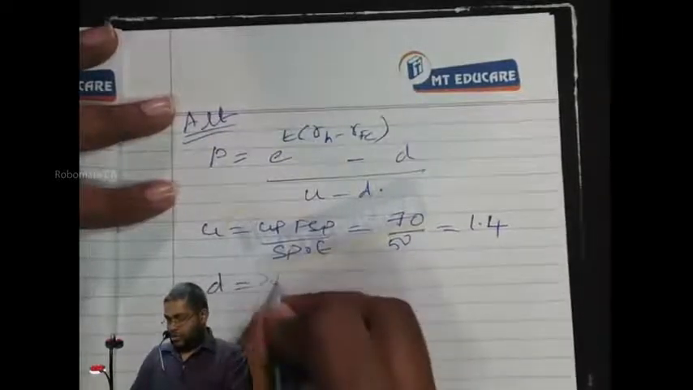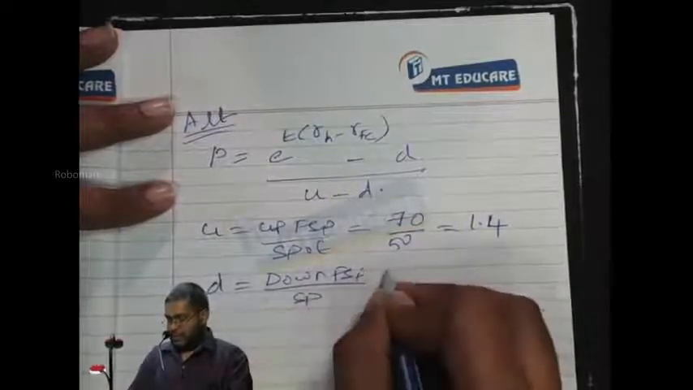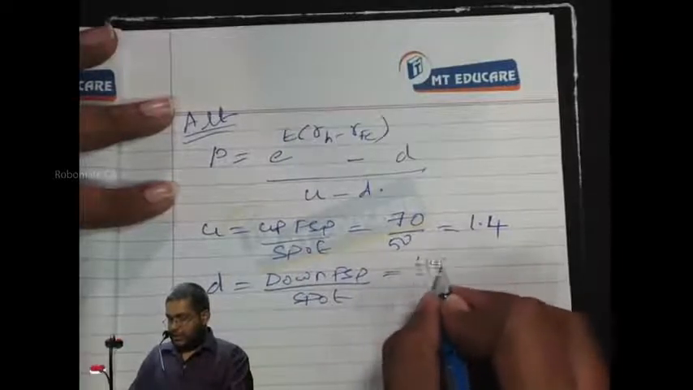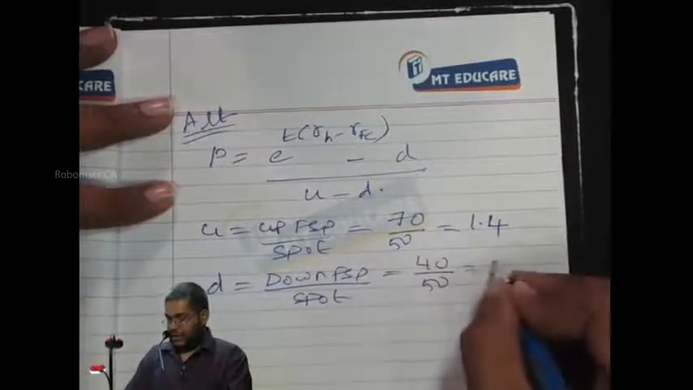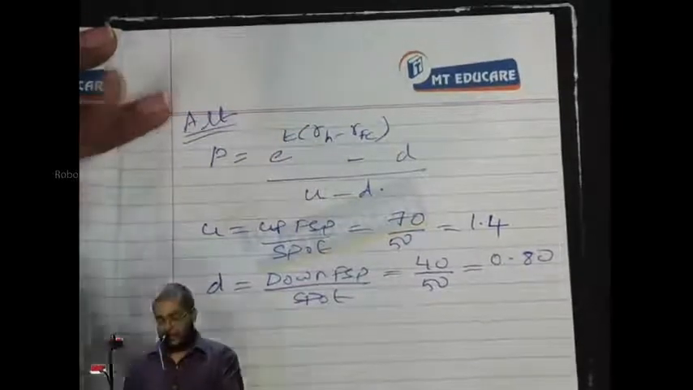D is equal to downward FSP divided by spot. What is the downward FSP? 40 divided by 50, which is equal to 0.80. Now, please do along with me. Don't be ahead. Don't create confusion.